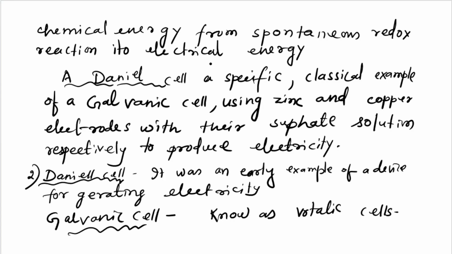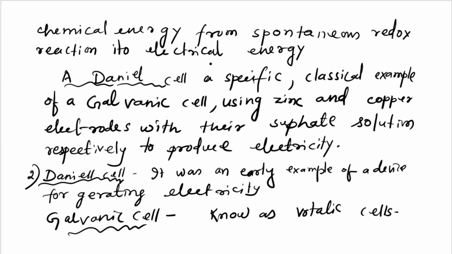A Daniell cell is the same as your galvanic cell, but here the electrodes are fixed. What is fixed? Zinc and copper electrodes. Zinc is the anode, copper is the cathode. So zinc in zinc sulfate and copper in copper sulfate solutions are used to produce electricity.